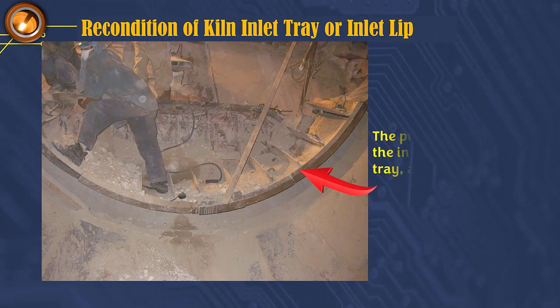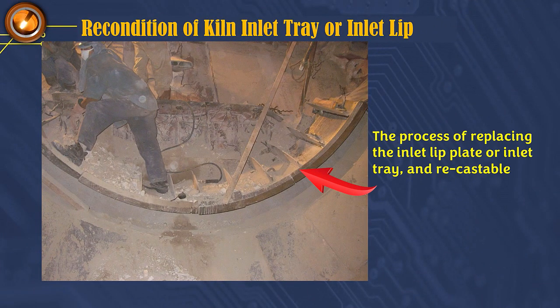This is a picture of the process of repairing or replacing the entry steel plate or entry lip, then recasting the castable with a smooth surface at an angle following the slope of the sliding wall.